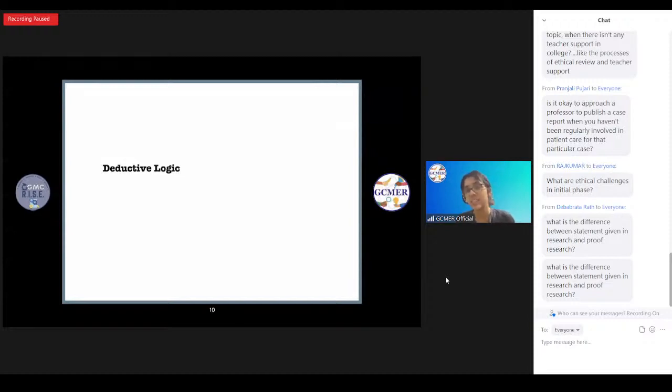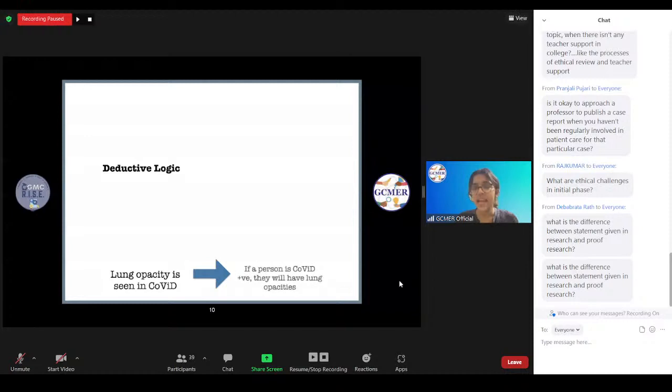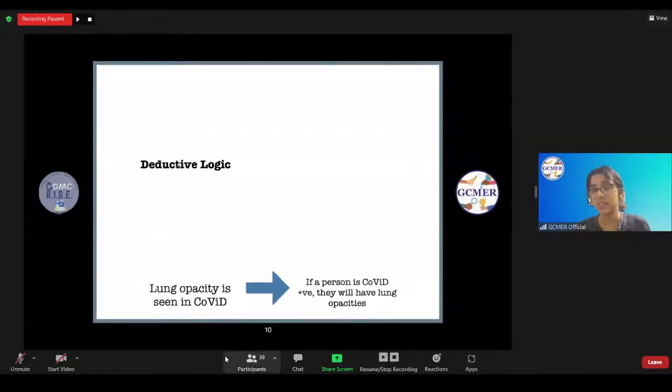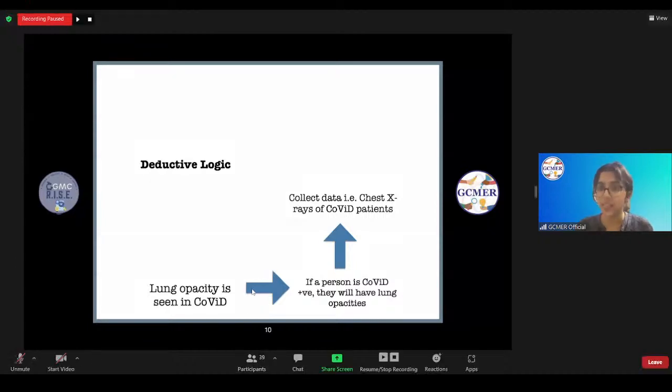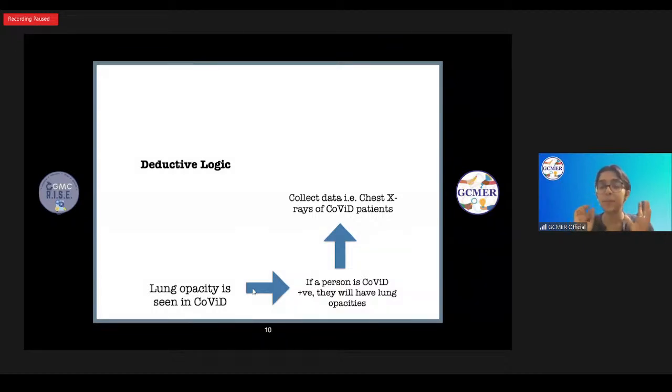The second kind of logic is deductive logic. The way this is different is that we go in the opposite direction. We go from saying that lung opacity is seen in COVID, to saying that if a person is COVID positive, they will have lung opacity. So we are slowly narrowing down our conclusion, which we were basing on a generalization. Then what we do is try to collect data, that is chest x-rays of COVID patients, to understand if what we thought is actually true.